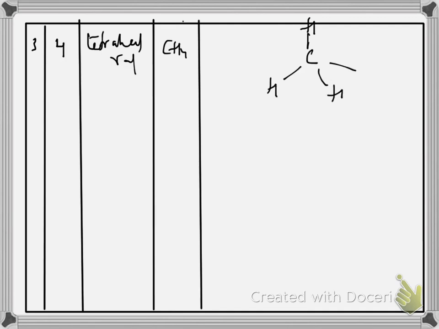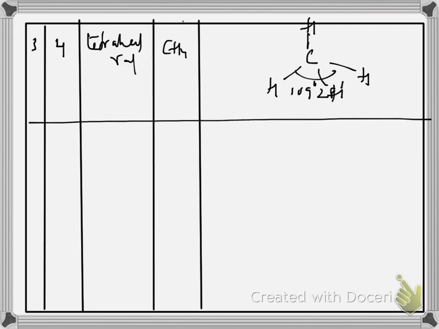Now the third one: if electron pairs are 4, we will get a shape of tetrahedral, just like CH4. Here the bond angle is 109 degree 28 minute. All the bond angles are equal. It is actually a 3D structure.